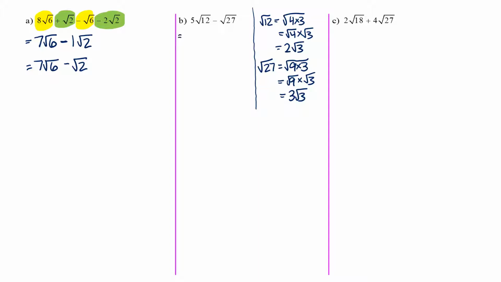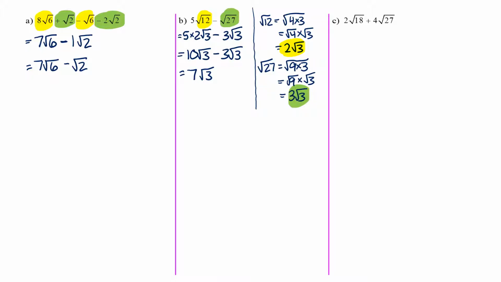So if I come back here, I've got 5 times root 12. My root 12 is equal to 2 root 3, so I've got 5 lots of 2 root 3. Then I go minus, and then I've got my square root of 27, which is 3 root 3. So I go minus 3 root 3. So 5 times 2 is 10 root 3 minus 3 root 3. I can now subtract because I've got square root of 3s, both of them. So 10 minus 3 is 7 root 3.